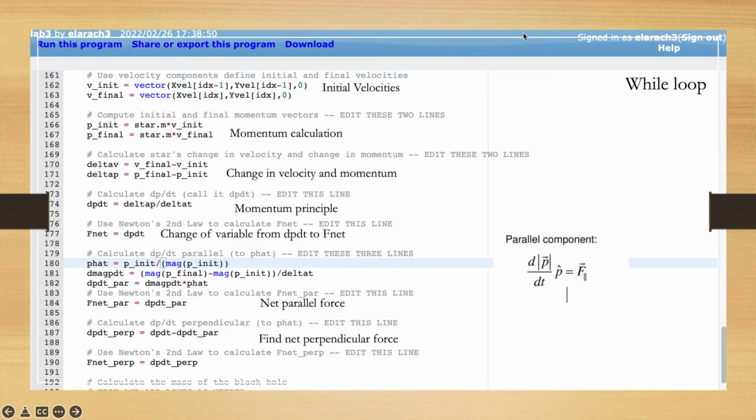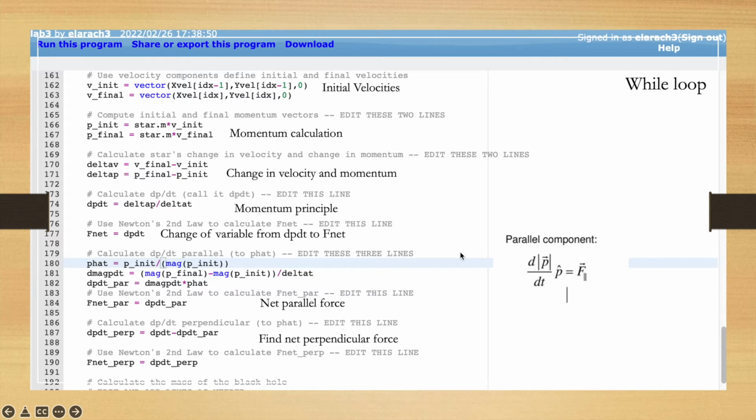And also for the while loop of the first part, we first calculate the momentum, the p initial and p final, then we calculate the change in velocity and momentum, subtracting the final minus the initial, and then we apply the momentum principle to find dp/dt, which is delta p, which we calculated before, divided by delta t. Because of the momentum principle, we can equate F net to dp/dt, and now we have the net force in this system.